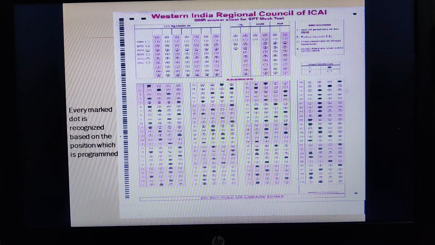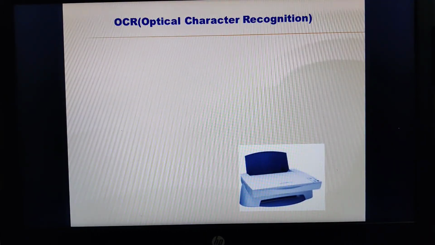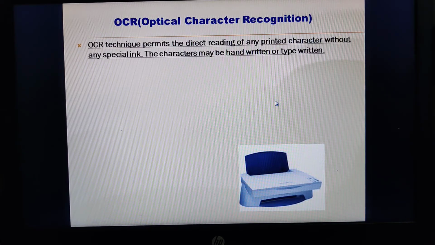Next we are going to discuss OCR, that is optical character recognition. Optical character recognition is a device that permits the direct reading of any printed character without using any kind of special ink. Here the characters might be handwritten or typewritten. So if, suppose, in a document or in a book, this device will help you read those printed characters without using any special ink. Those characters might be handwritten or typewritten.